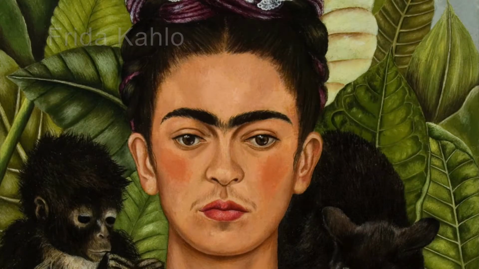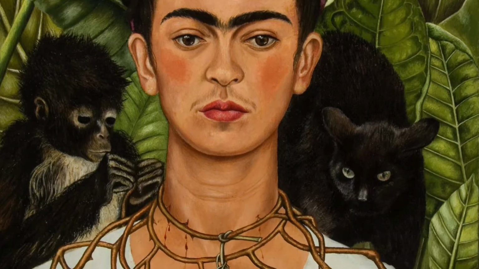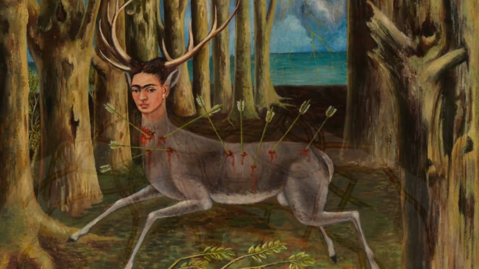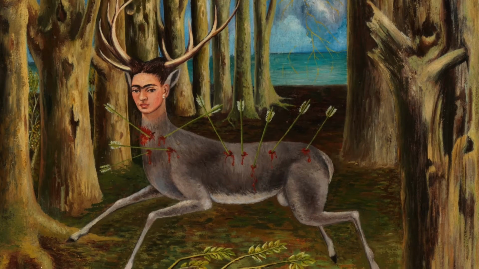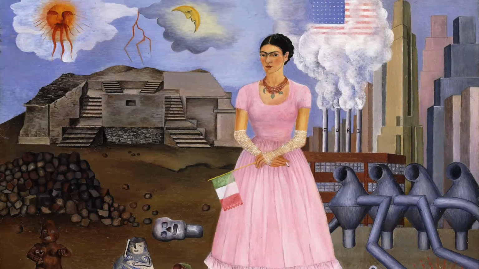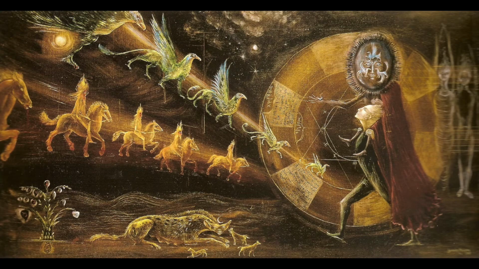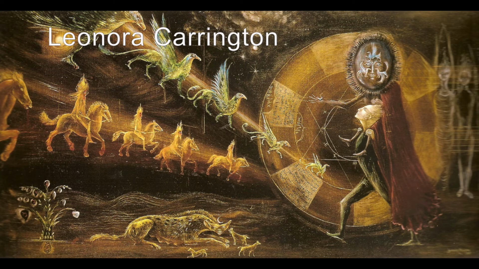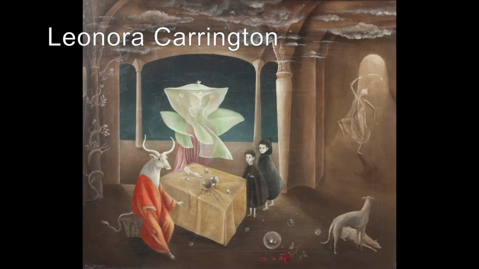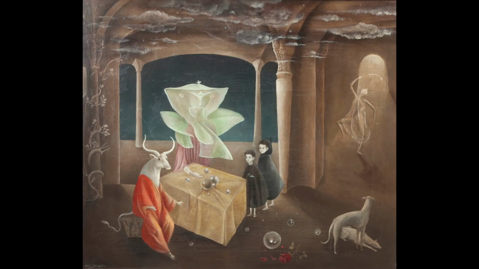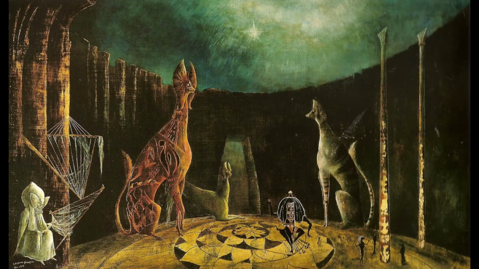In the 1920s and 30s, women artists didn't usually get the same kind of publicity as men, but these days the paintings by the Mexican artist Frida Kahlo are some of the most famous in the world. The beautiful paintings of Leonora Carrington are like fairy tales come to life, and she's now considered a very important surrealist artist.